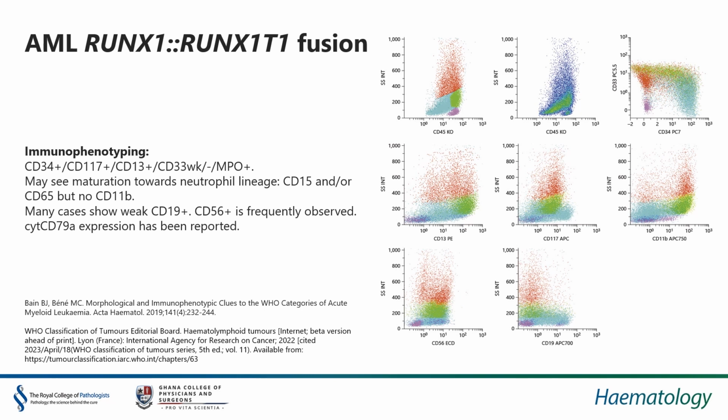And that can be done, like you can say, we just plot one antigen against side scatter, and you can pull out your populations of interest. So these are our blast cells down here with that aberrant CD19 expression on the surface.